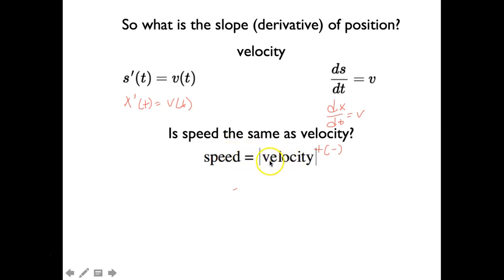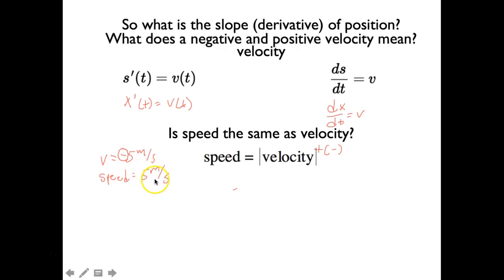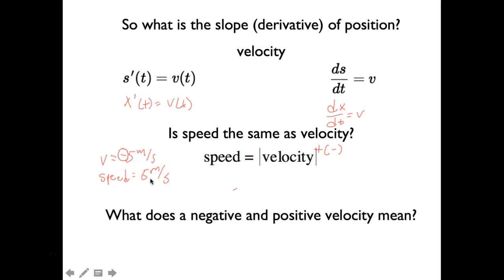So if velocity is -5, speed would just be 5. And let's give an example here. So let's say that velocity is equal to -5 meters per second. Then your speed would just be 5 meters per second. It wouldn't be telling you that it's traveling backwards, because the negative is just telling you that it's going backwards, okay? Speed would not tell you which direction. Okay. Last thing here, what does the negative and positive velocity mean? That's just what we were talking about right now. The negative tells you that it's moving backwards. The positive tells you that it's moving forwards.